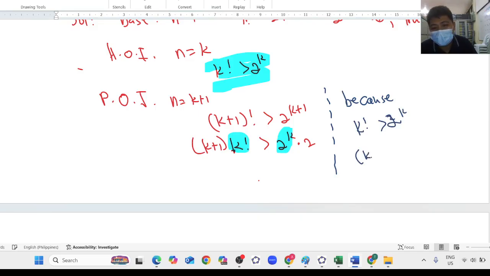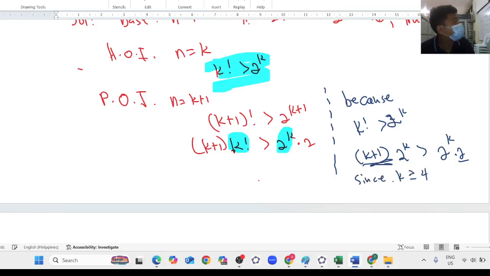So I can write here k plus 1 times 2 raised to k. We cannot create a less than or equal there. 2 raised to k times 2, because that is just 2. And k plus 1 is always greater than 2 since k is greater than or equal to 2. So if k is greater than or equal to 4, it always holds here.